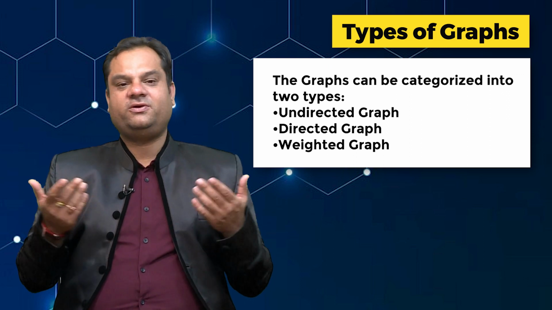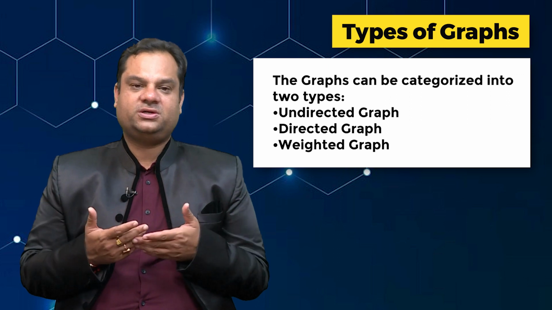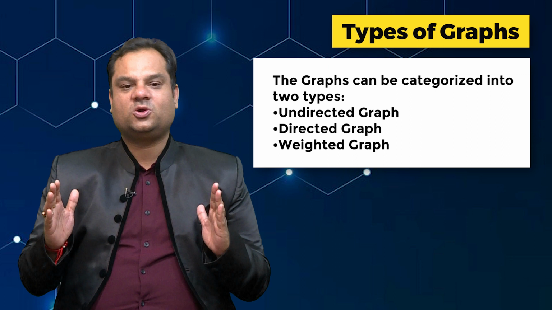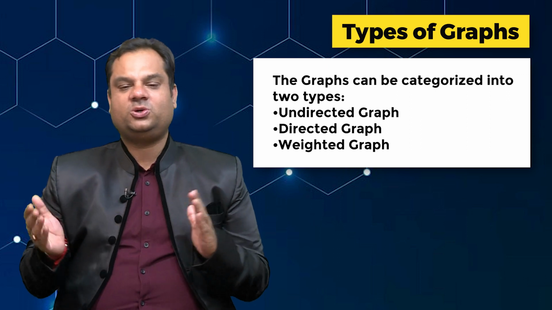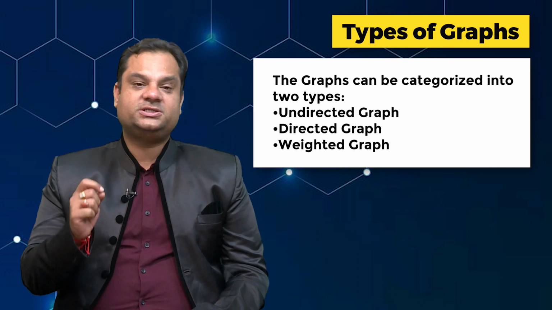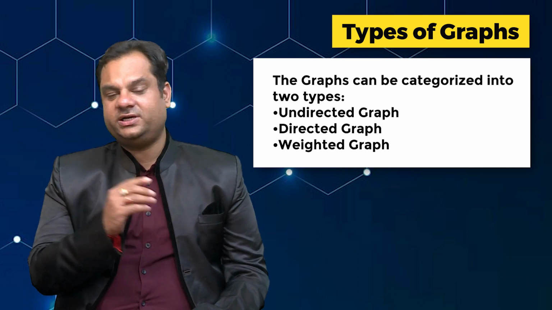An undirected graph means communication happens in both directions. Suppose there are two nodes, A and B. In an undirected graph, we can communicate from A to B and from B to A by the same path. But in a directed graph, the direction is represented by an arrow indicating a particular direction.